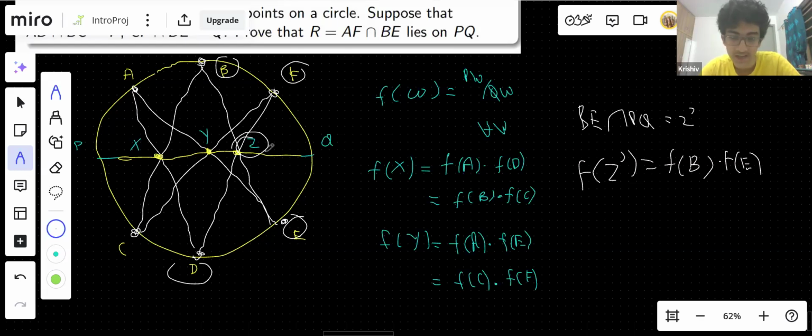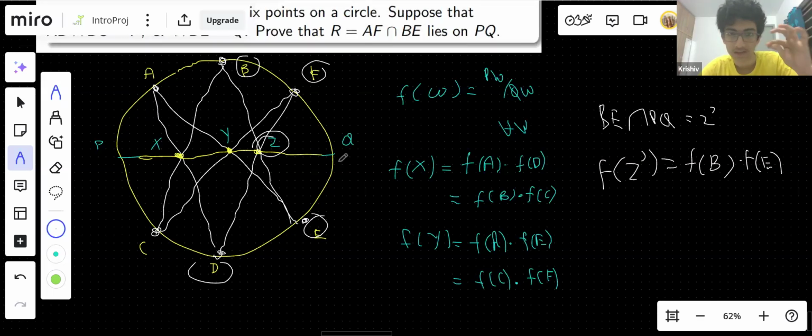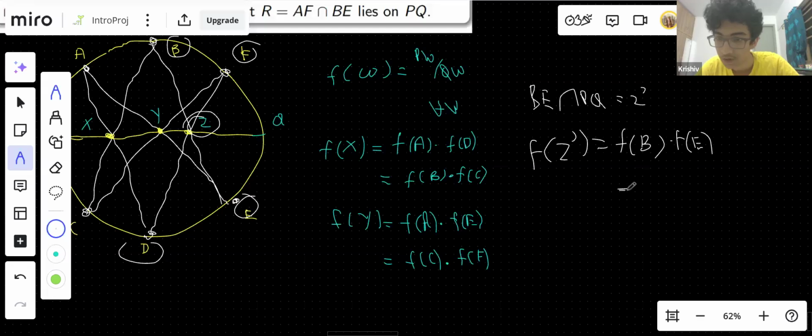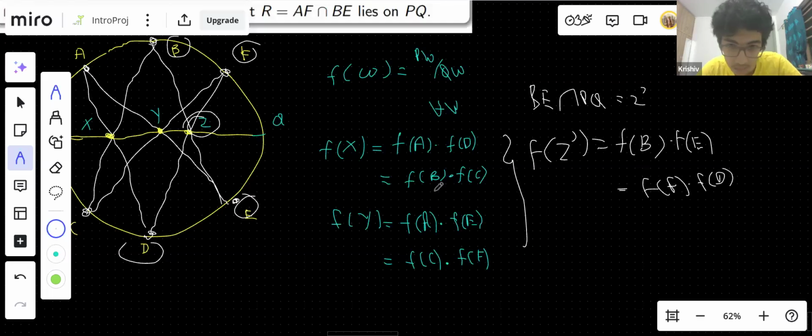Because this z dash lies on pq, and f and d both lie on the circumcircle, and the point is unique, clearly unique, because the ratio pz over zq cannot be achieved for any other point. If z is over here, then pz over zq will be more than this. So if we show that f of b times f of e is equal to f of f times f of d, we'll be done. For that, we'll just use these equalities we've already obtained, and it should be pretty clear.